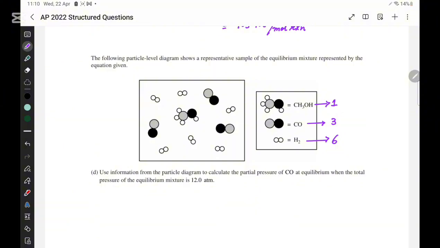So for carbon monoxide, we are going to put 6 at the top. Total are 10 molecules, 6 plus 3 plus 1, that is 10. Multiply by total pressure, that is 12. So the answer comes out to be 3.6 atm.